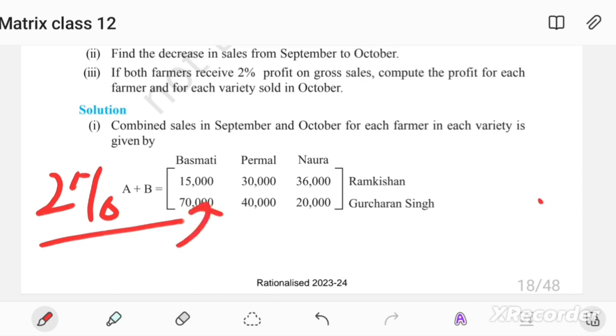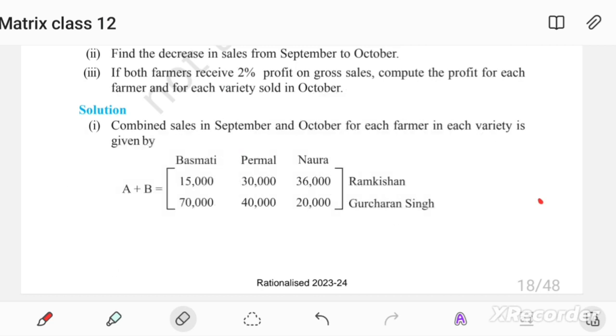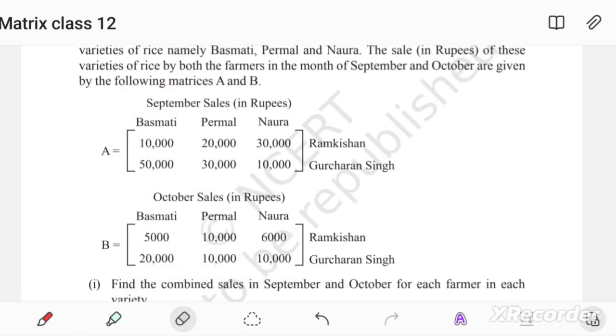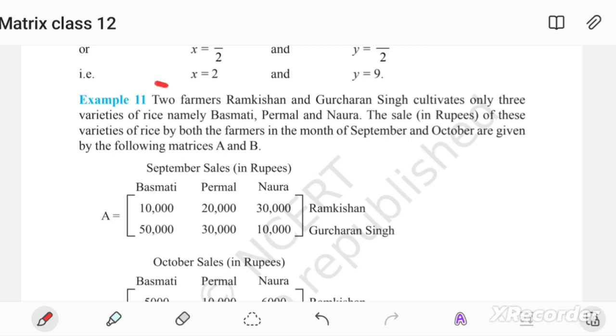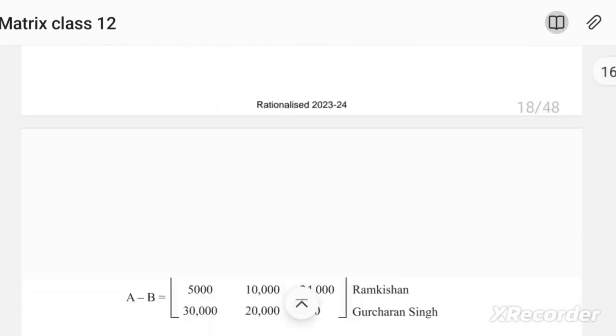And then he may ask what is the profit of Ramkishan after selling the Parmal rice variety. Then you can easily report the answer, 30,000. Hope it is clear. From this particular question, various questions can be asked. This is a sort of case study type question, so you can very well understand this, right?